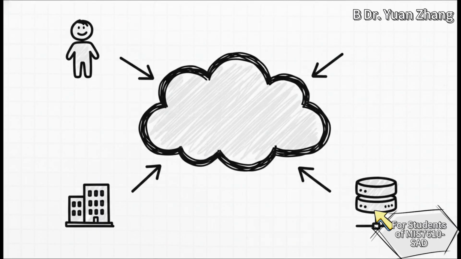First up, external entities. These are the people, the departments, or even other systems that exist completely outside of your system, but they interact with it somehow. The trick is to look for the nouns in your requirements. Are they talking about students, a billing department, another computer system? If it sends data to your system or receives data from it, well, you've just found an external entity.